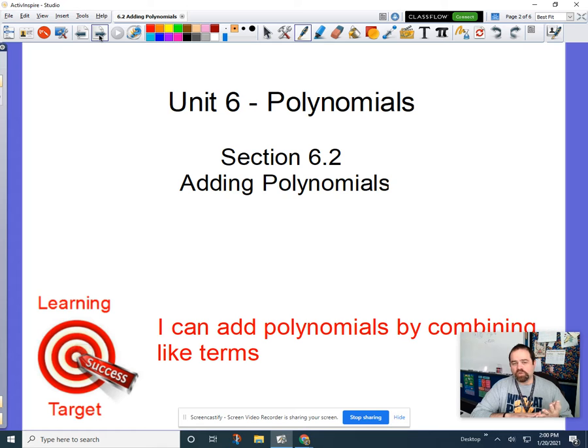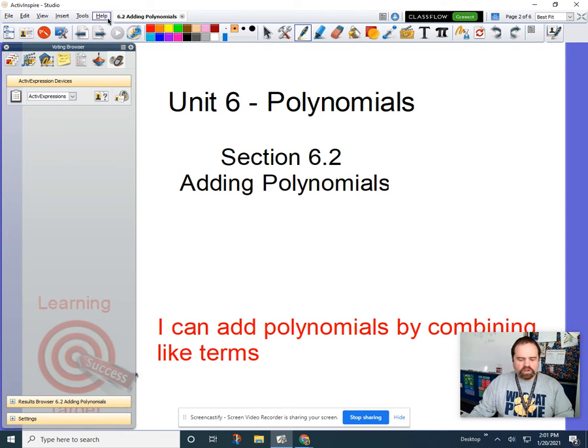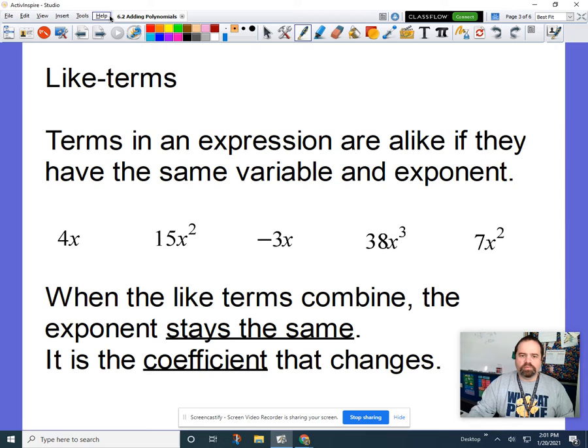You've done that your whole life. We're going to do that with these polynomials. It's very similar. The only thing is you have to look at the big picture of the problem and then pick out certain pieces to actually add together or subtract or multiply or divide. So that being said, we need to talk about something called like terms.